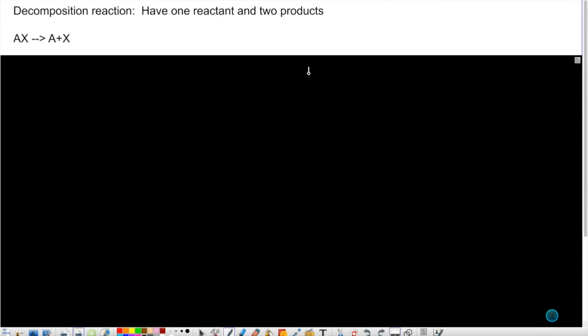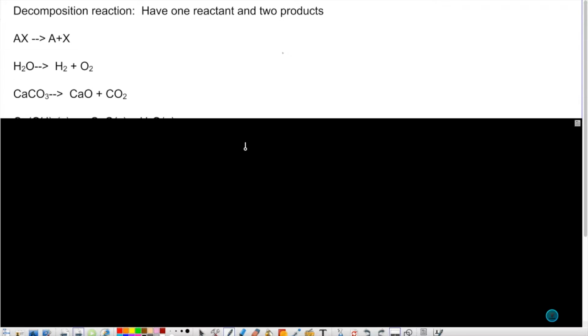There's also the opposite, where you have one compound and it decomposes into two things. Maybe two elements, maybe an element and another compound. It kind of depends. All right? They have one reactant and two products. These are very, very difficult to predict. So you really just have to memorize these, okay?